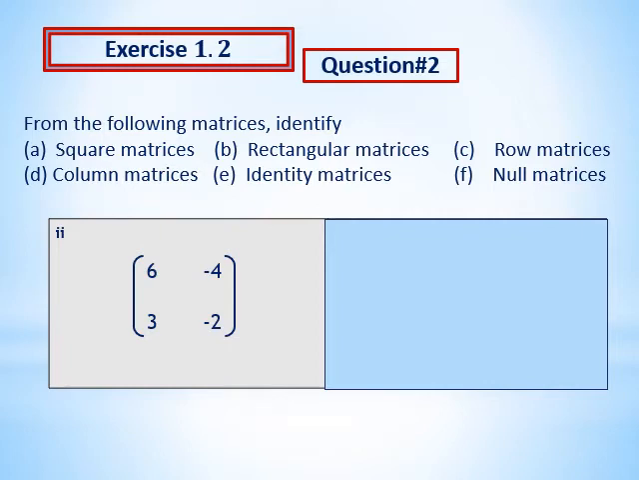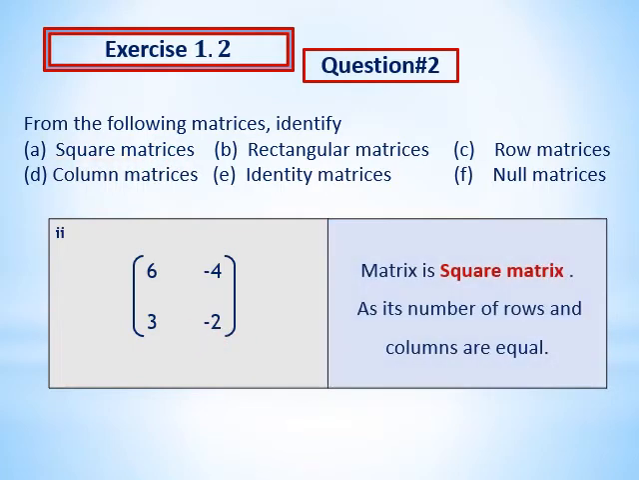Not rectangular, as the number of rows is equal to the number of columns. So this is a square matrix. The matrix is a square matrix, as its number of rows and columns are equal.